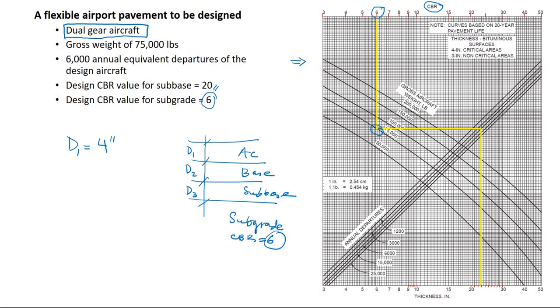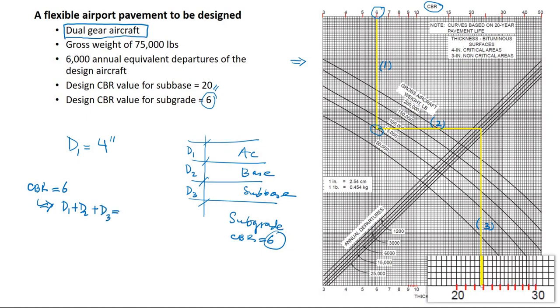So I can say that there are 3 lines. The sequence is: this is the first line, this is the second line, and this is our third line. At the bottom we get the thickness. This will be the total thickness. So when we use CBR equal to 6, this will give us total thickness D1 plus D2 plus D3. If we zoom in and see, I have drawn these red lines: 20, 21, 22, 23. It's not exactly 23, it is 22.9 something, but I'm going to assume it is 23. So this is 23 inches.